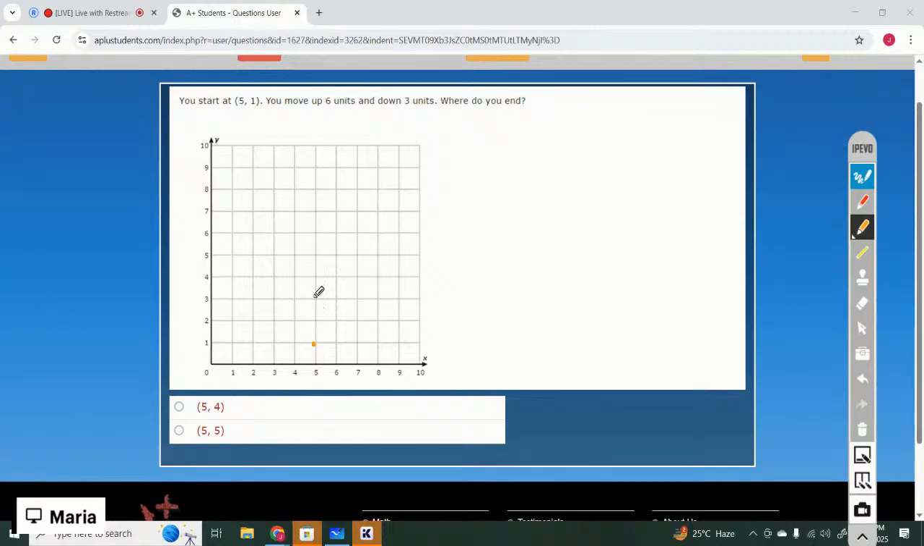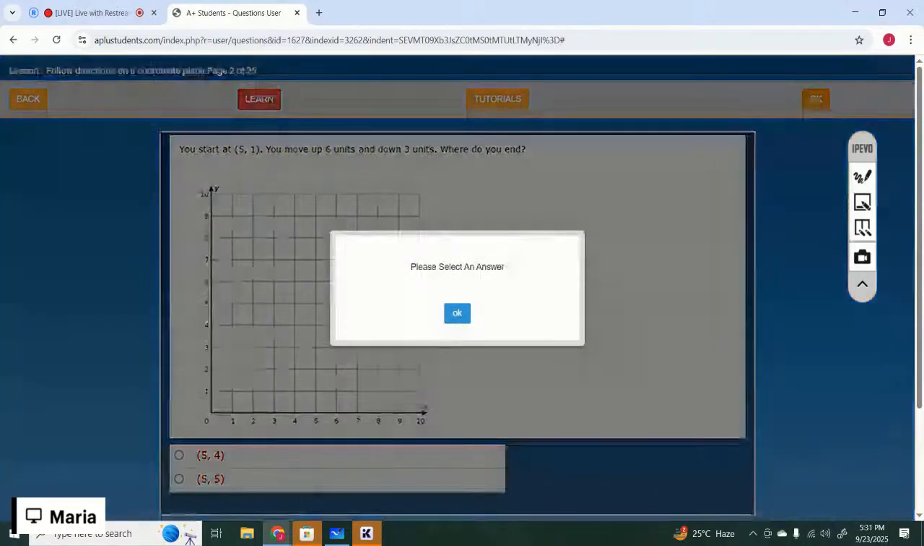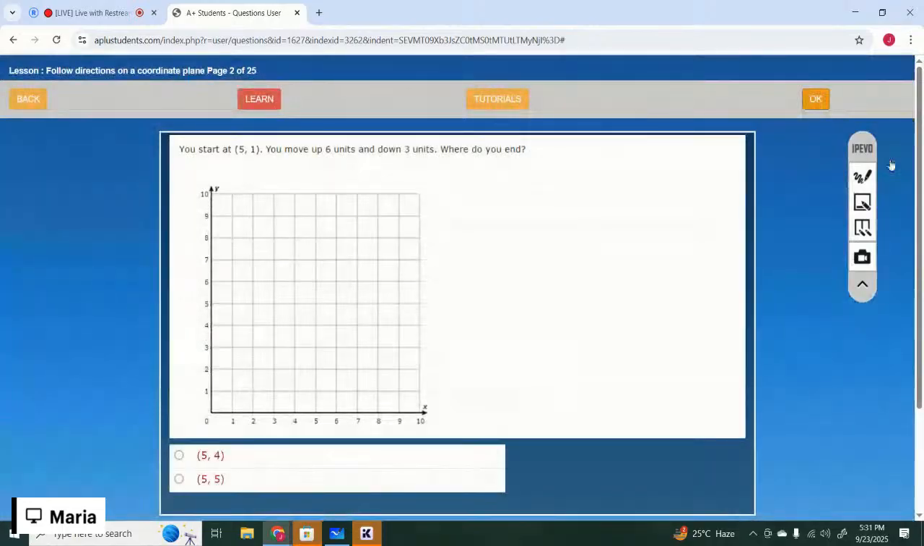1, 2, 3, 4, 5, 6. Now you need to move back 3 units down: 1, 2, 3. So that would be (5, 4). That is the correct option.